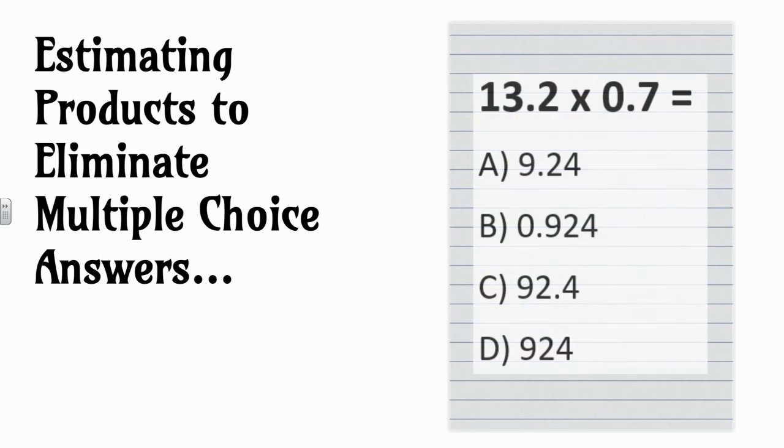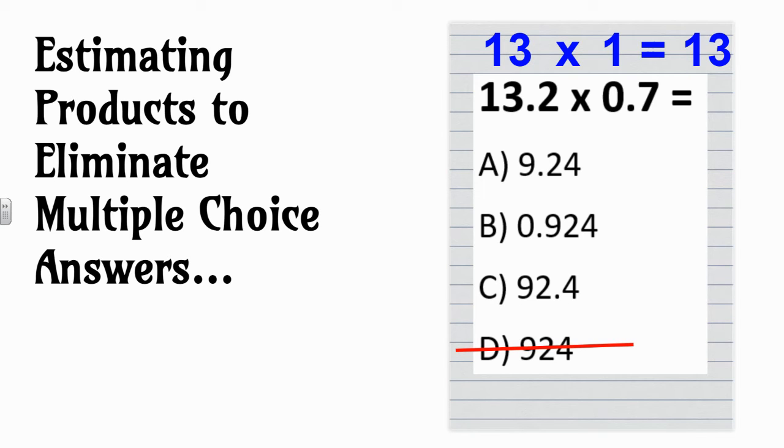All right, let's take a look at another one. If I have 13 and 2/10 times 0 and 7/10, well, 13 and 2/10 is about 13, and 0 and 7/10, that rounds to 1, and 13 times 1 is 13. So if I'm going to look at these answer choices, I could very easily eliminate answers that don't make any sense. Answers like choice D, 924, that doesn't make sense. And I can even eliminate answer choice C. Now, between answer choices A and B, clearly A looks closer, but I've at least narrowed it down to something that makes a little bit more sense.